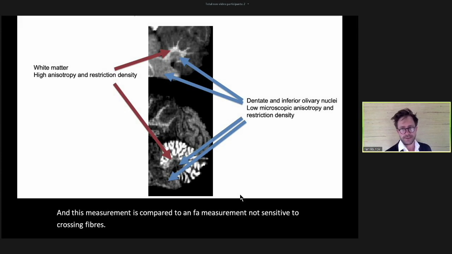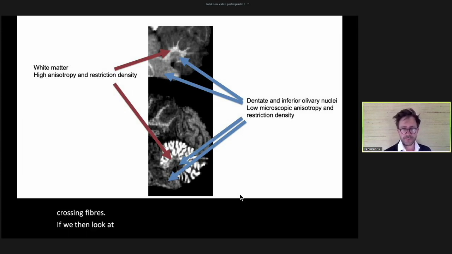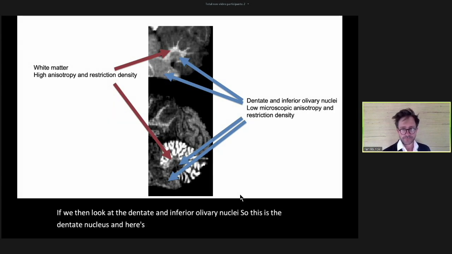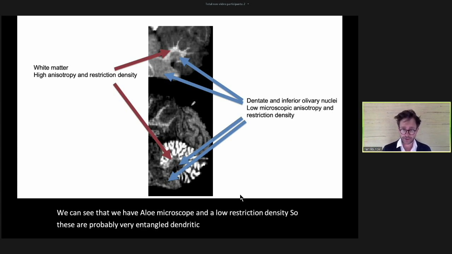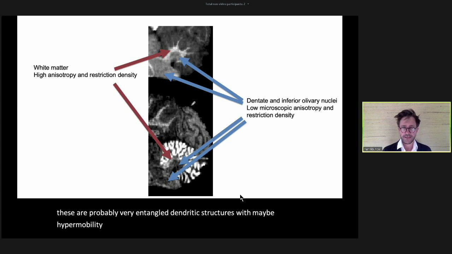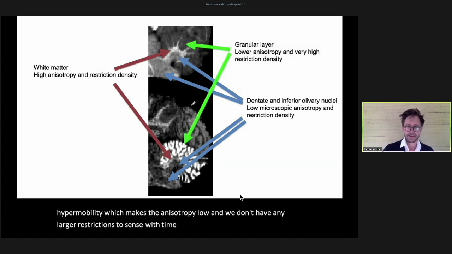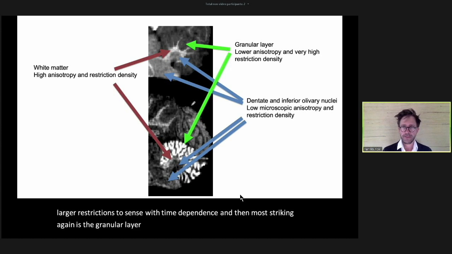If we then look at the dentate and inferior olivary nuclei, so this is the dentate nucleus and here are the olivary nuclei, we can see that we have a low microscopic anisotropy and a low restriction density. So these are probably very entangled dendritic structures with maybe high permeability, which makes the anisotropy low, and we don't have any larger restrictions to sense with time dependence. And then most striking again is the granular layer, which has a low anisotropy, but a very high restriction density in this measurement, really lighting up here.